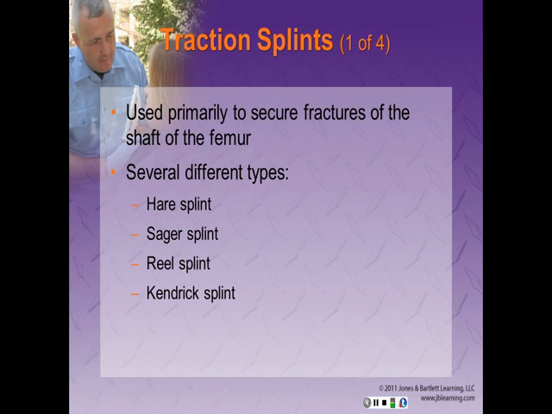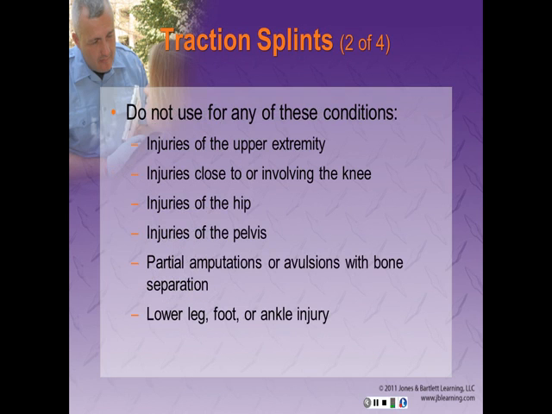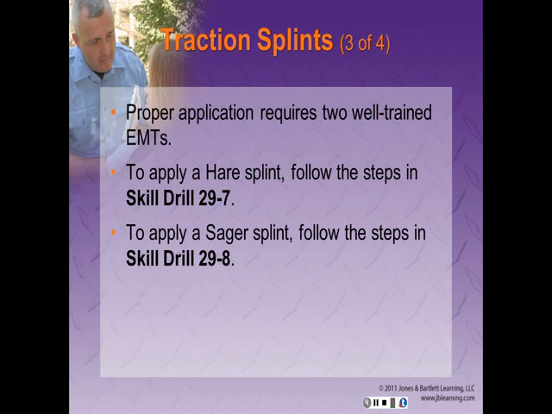Traction splints are not suitable for use on the upper extremity because the major nerves and blood vessels in the patient's axilla cannot tolerate counter-traction forces. Do not use traction splints for any of the following conditions: injuries of the upper extremity, injuries close to or involving the knee, injuries of the hip, injuries of the pelvis, partial amputations or avulsions with bone separation, and lower leg, foot, or ankle injury.